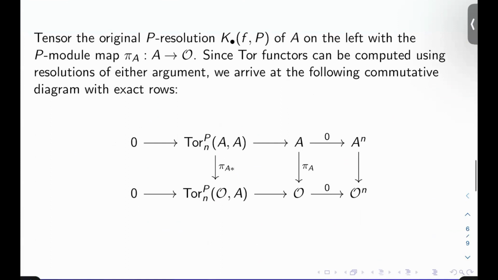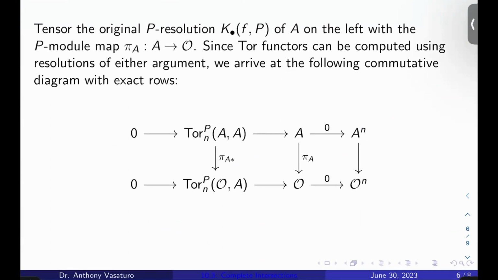Okay, go back to the original P resolution of K dot FP and tensor on the left this time with the P module map pi sub a from A to O. Now it's a standard fact from homological algebra that Tor functors can be computed using resolutions of either argument.